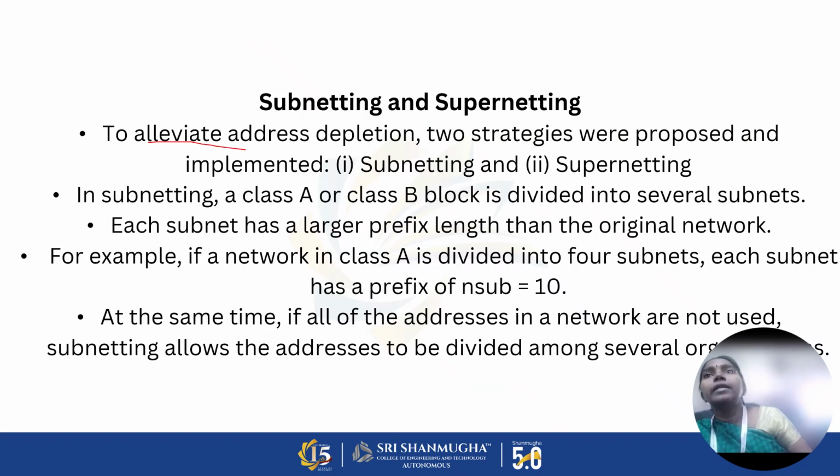Next is subnetting and supernetting. To alleviate address depletion, two strategies were proposed and implemented: one is subnetting and the other is supernetting. In subnetting, a class A or class B block is divided into several subnets. Each subnet has a larger prefix length than the original network. For example, if a network in class A is divided into 4 subnets, each subnet has a prefix of n_sub equal to 10. At the same time, if all of the addresses in a network are not used, subnetting allows the addresses to be divided among several organizations.